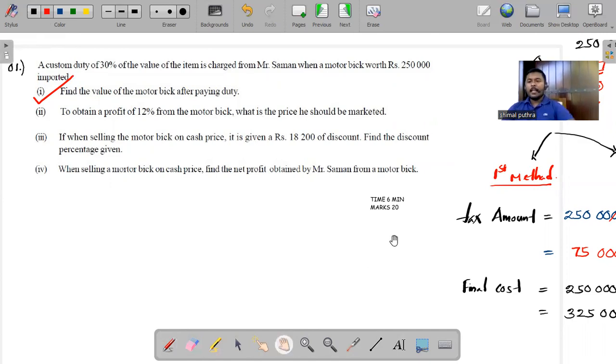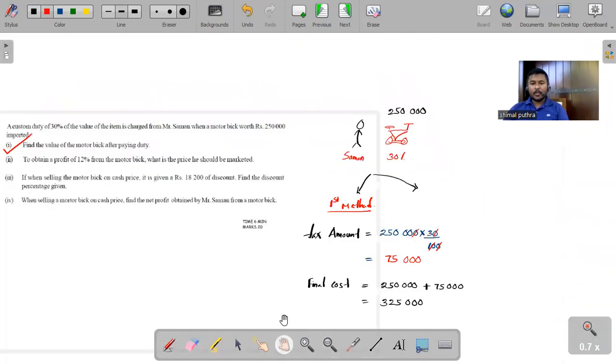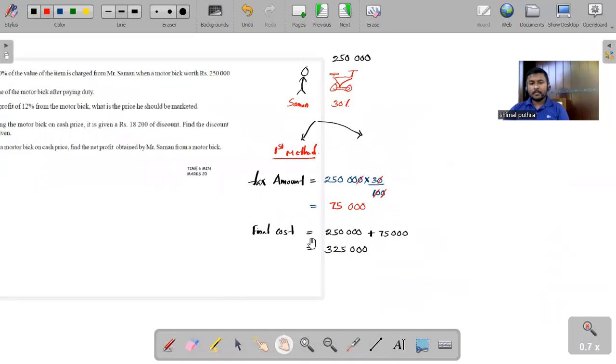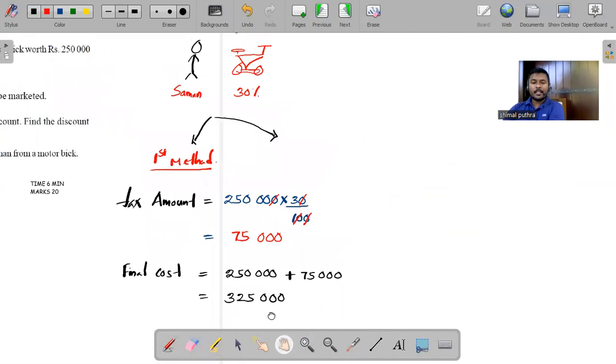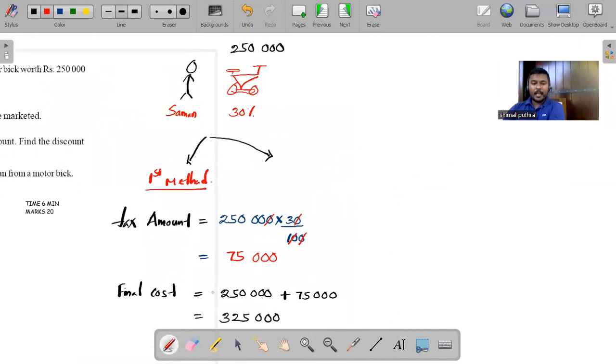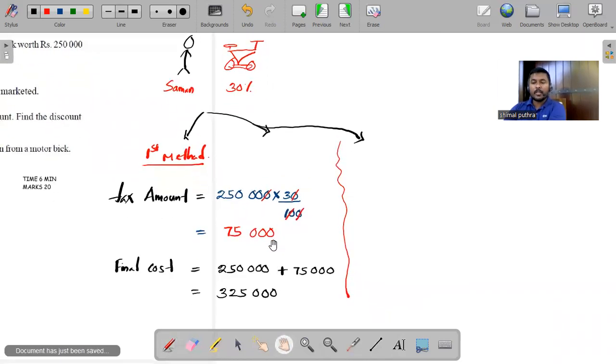Yes. He imported this motorbike to sell. I forgot something for it. I told you there is a second method. I clearly explained that one in the previous video. Now I will do it quickly. Can you remember there is another method to find this kind of question without finding the tax amount? Within one step, we can find the amount. Second method.